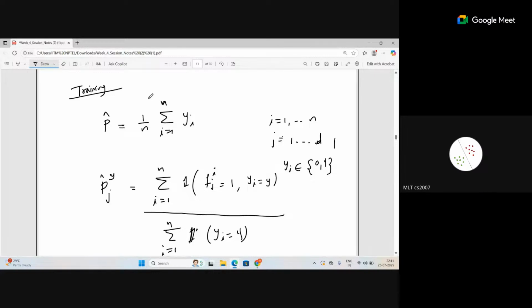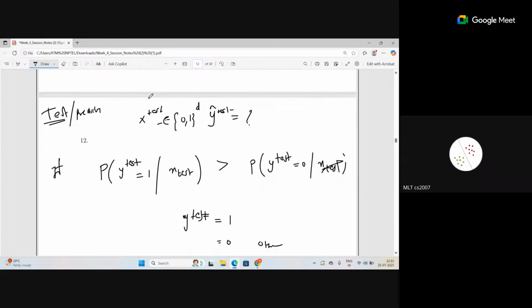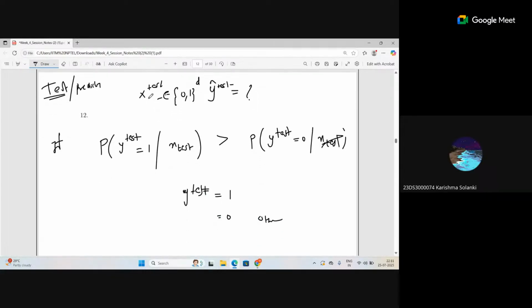For P hat and Pj hat, the 2D plus 1 estimators, we have found out, and based on that we wanted to predict. Whatever the points are given in class Y, we have to calculate each and every point, and then compare it with the class 0. Right. But sir, how do we do that? I'll tell you.